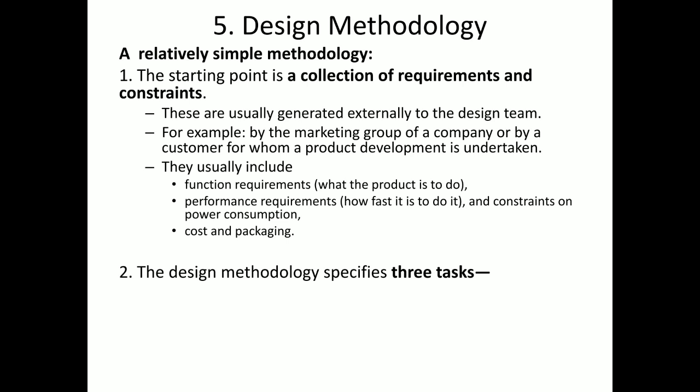for example, usually these requirements and constraints are done by a marketing group. The requirements and constraints usually include function requirements, what the product is supposed to do, and performance requirements, meaning whether the device is going to work fast or slow. Performance requirements also mean whether it is a real-time system or a non-real-time system, in simple terms. And constraints on power consumption, like what type of voltage the device is going to work on. And cost and packaging, what will be the cost of designing, manufacturing, and selling.